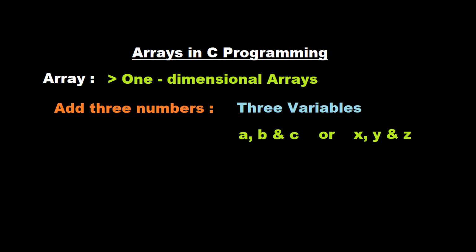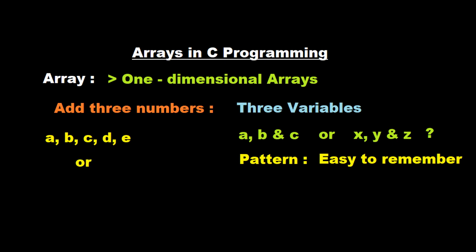Now the question is, why are we only thinking about A, B, C, or X, Y, Z? The reason behind this is A, B, C or X, Y, Z follows a certain pattern, and it is very easy to remember this kind of patterns. So, whenever we think of variables in a pattern, then it is very easy to remember those patterns because it continues in a serial number or a pattern. Suppose A, B, C, D, E, or you can say W, X, Y, Z, etc. It becomes very easy to remember.